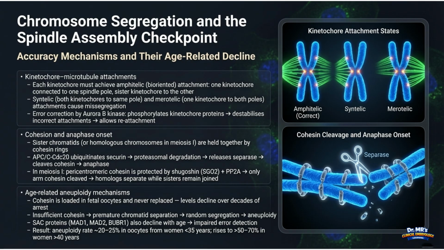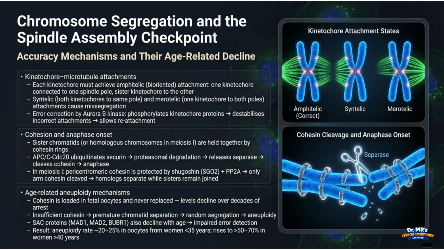When the SAC is finally satisfied, the anaphase promoting complex, the APC/C, is activated. The APC/C acts as a targeted assassin. It tags a specific inhibitory protein called securin for immediate destruction by the proteasome. Securin's entire job is to hold another enzyme hostage. That enzyme is separase. When the APC/C destroys securin, separase is suddenly unleashed into the cytoplasm, and separase acts like molecular scissors. It zeroes in on the cohesin rings, cleaves them in half, and in a single synchronized moment, the chromosomes snap apart and are dragged to the poles by the microtubules.